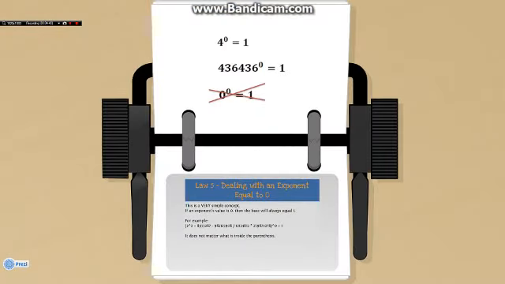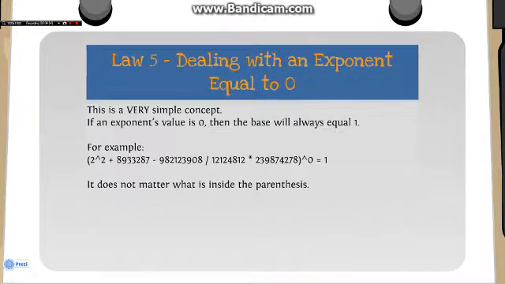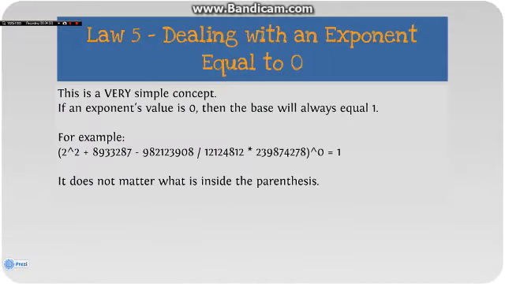Law 5, dealing with an exponent equal to 0. Now this is a very simple concept. If the exponent's value is 0, then the stuff inside will always equal 1, except for 0, but that's another rule. For example, you can see all that junk in the middle does not matter as long as it doesn't equal 0. If it's raised to the power of 0, it will equal 1. So it doesn't really matter what is inside the parenthesis.